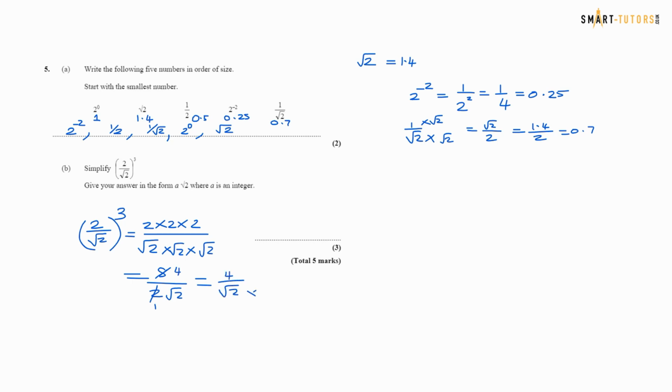So if I multiply root 2 by top and bottom, the top one becomes 4 root 2, and the bottom is 2. So this becomes 2 and 1s, 2 and 2s. So 2 root 2. So the answer is a equal 2. That is the final answer for question number 5b.